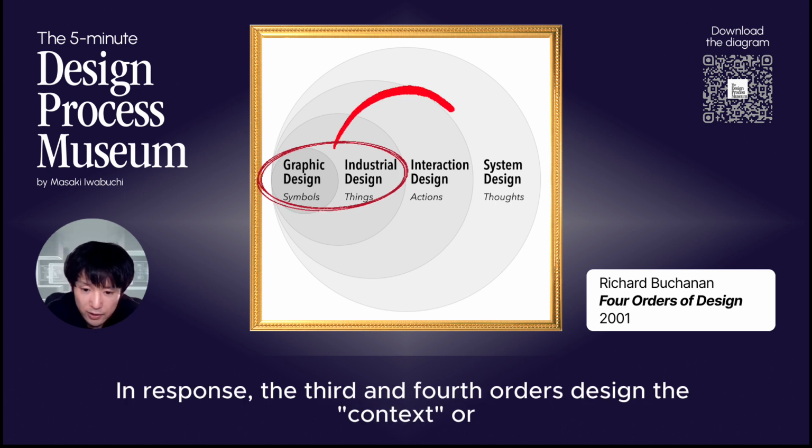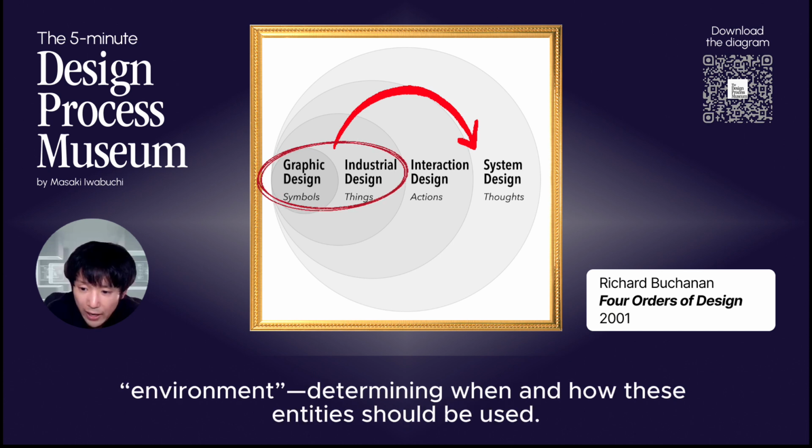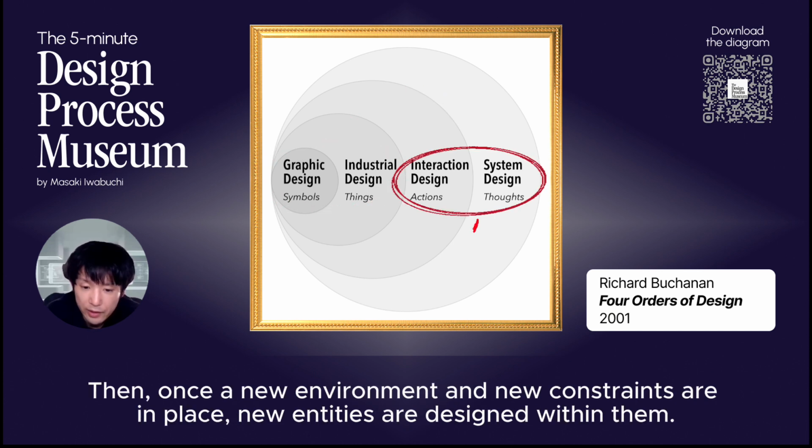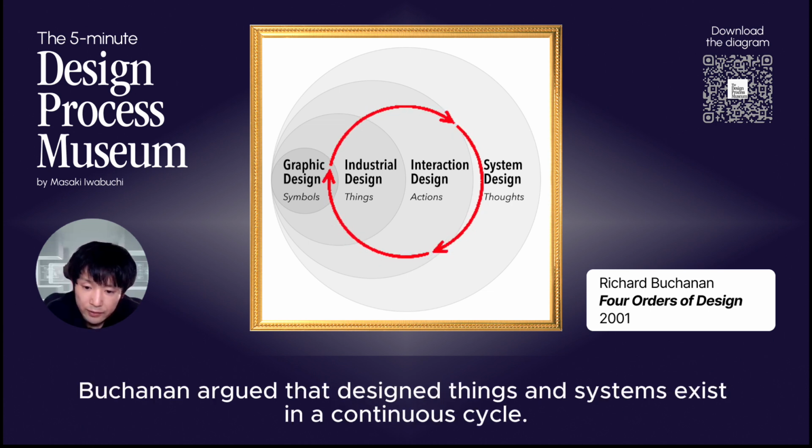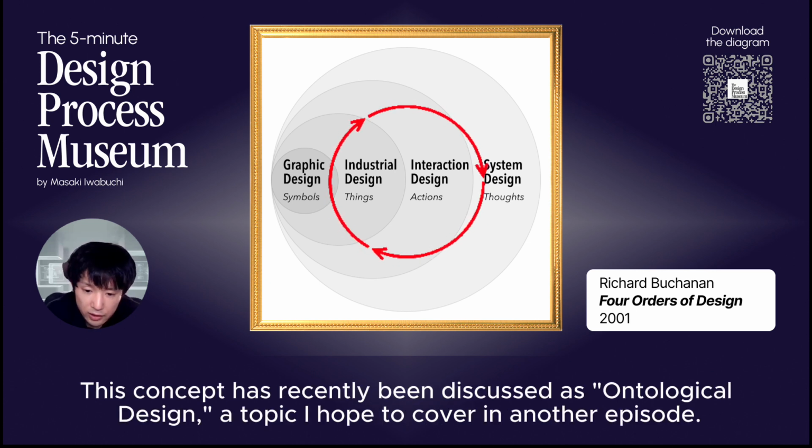In response, the third and fourth orders design the context or environment, determining when and how these entities should be used. Then, once a new environment and new constraints are in place, new entities are designed within them. And they redesign the environment once again. Buchanan argues that design things and systems exist in a continuous cycle. This concept has recently been discussed as ontological design, a topic I hope to cover in another episode.